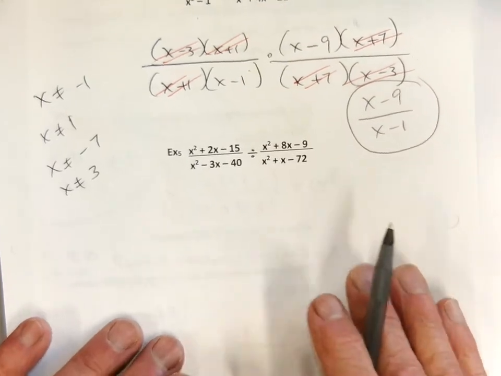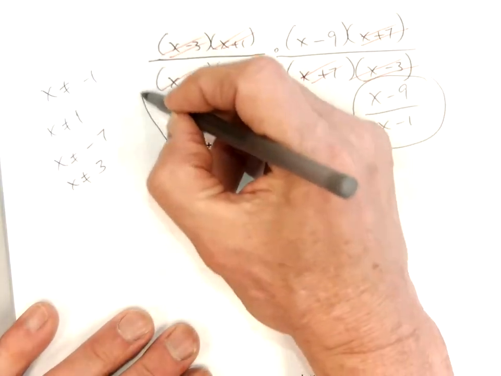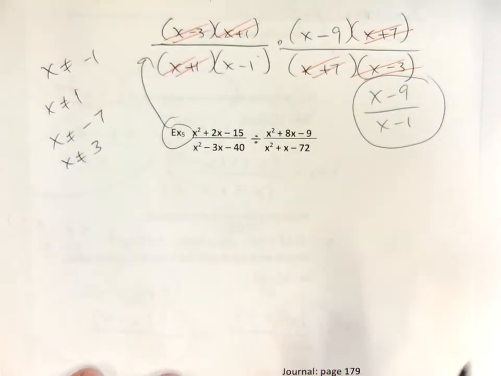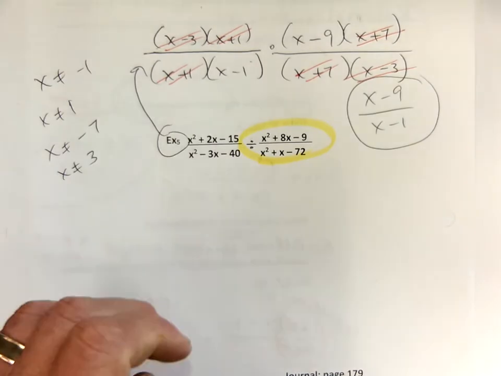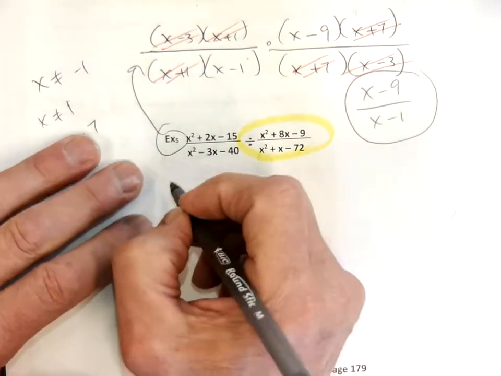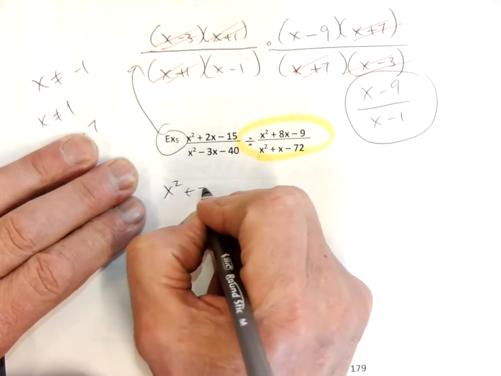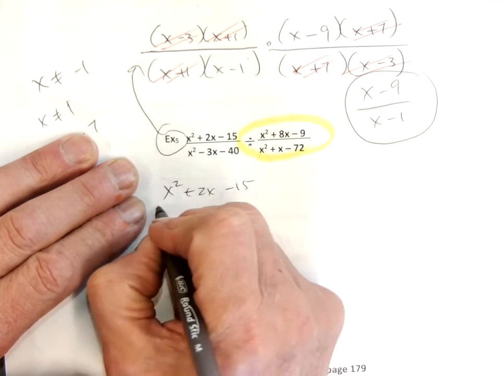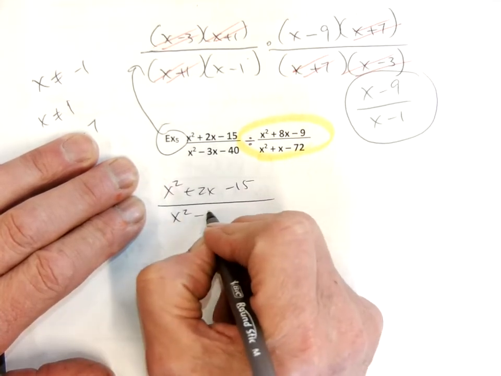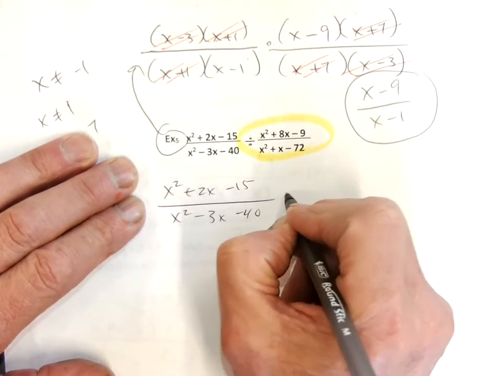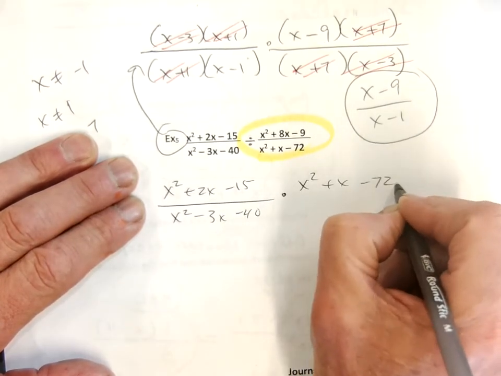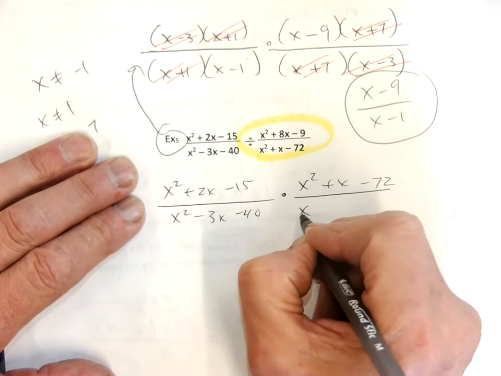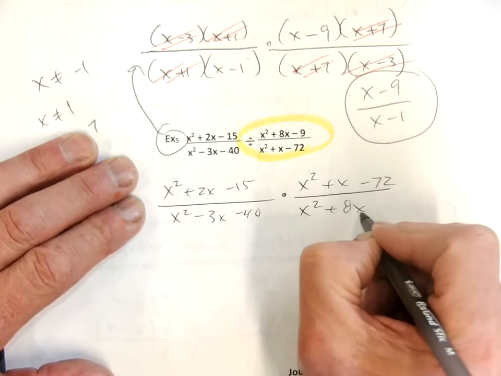Okay, now, example 5 is like example 4, except we have to do one thing first. What's the first thing I have to do? I see divide. What do I have to do? Flip it. Yeah, so let's rewrite it. I'm going to rewrite the whole problem. x squared plus 2x minus 15 over x squared minus 3x minus 40 times x squared plus x minus 72 over x squared plus 8x minus 9, right?